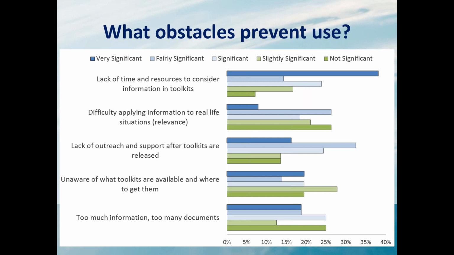And here were the results. So basically, a lack of time and resources to consider the information in the toolkits was the most significant that came out. The next was a lack of outreach and support after toolkits are released. That was considered the second most significant obstacle.